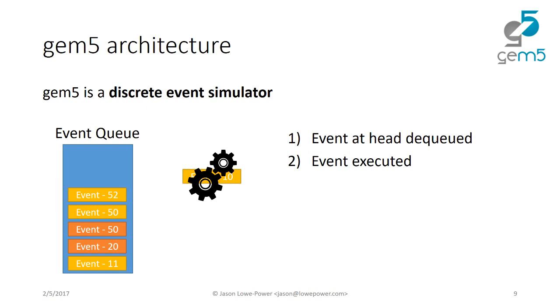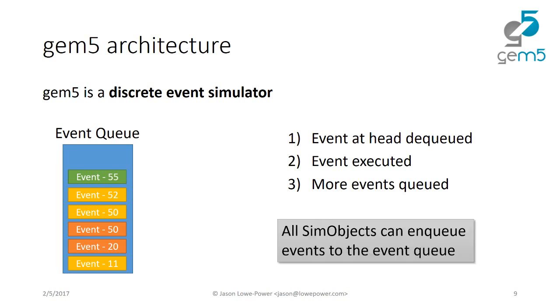You execute this event. This event maybe generates other events for other times, which go back into the event queue in time order. So you could insert events here or even at the head. And then time moves on. The next time step, we go to 11, and after this event is executed, we go to time 20. So to do anything in gem5, you have to enqueue these events and use this event-driven process. All sim objects can enqueue events into the event queue, and we'll cover more about this after the break this morning.